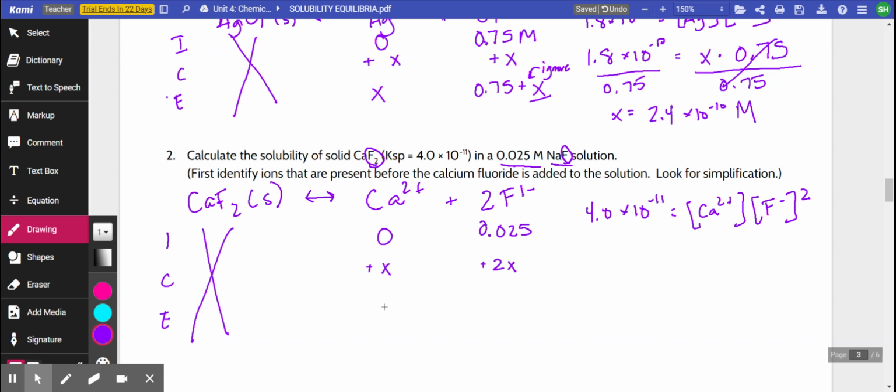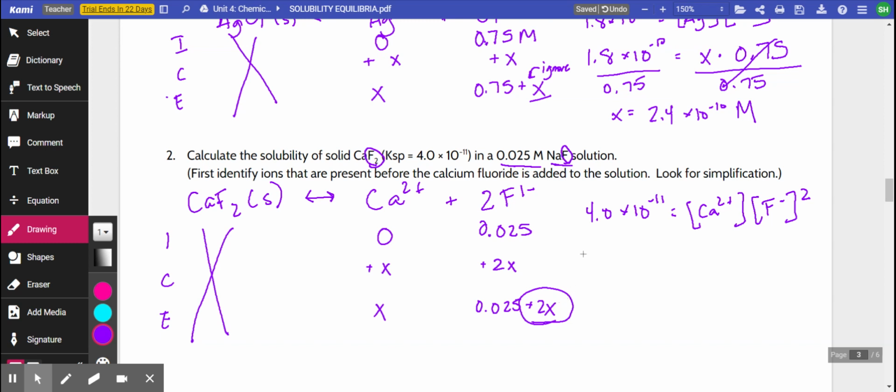And so the equilibrium concentration for calcium is going to be x, and the equilibrium concentration for fluoride is going to be 0.025 plus 2x. Okay. So what we'll do next is solve for x by plugging it into our equilibrium expression. What's kind of nice is that we will ignore the plus 2x again, just because the change is going to be so small.